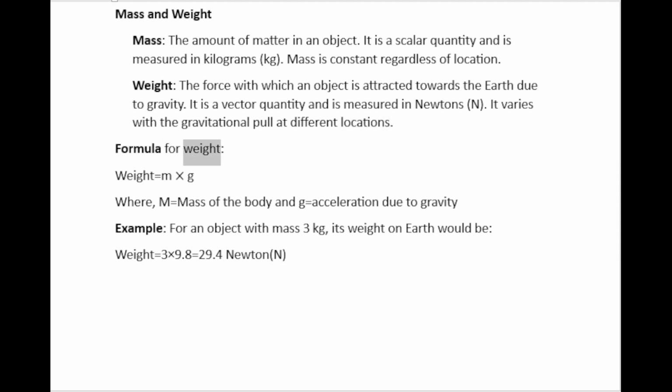Formula for weight. Weight is equal to m times g, where m is equal to mass of the body and g is equal to acceleration due to gravity. Example, for an object with mass 3 kilograms, its weight on Earth would be weight is equal to 3 times 9.8 is equal to 29.4 Newton, N.